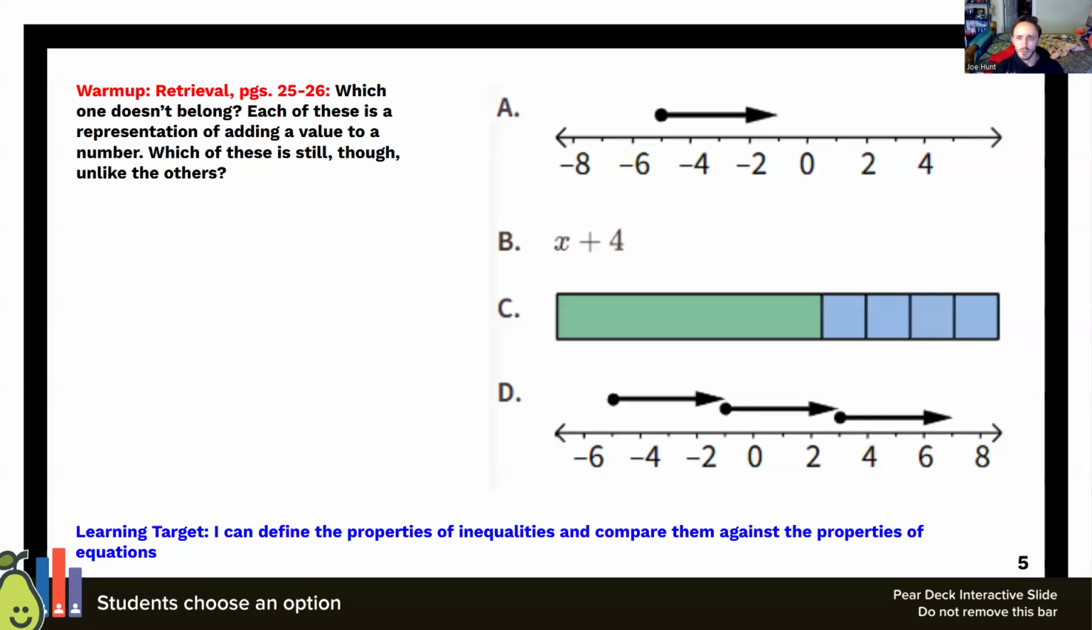Now, for our retrieval today, I have for you 4 different representations of an inequality. Some of these are kind of odd. Some of these may not be so intuitive as to what's really going on. But what I want you to think about here is, for these 4 different representations of inequalities, which one of these doesn't belong? Every single one of these is the result of taking a number and adding an unknown onto it. But which one would you say is not like the others? We'll take a minute here and go from there.